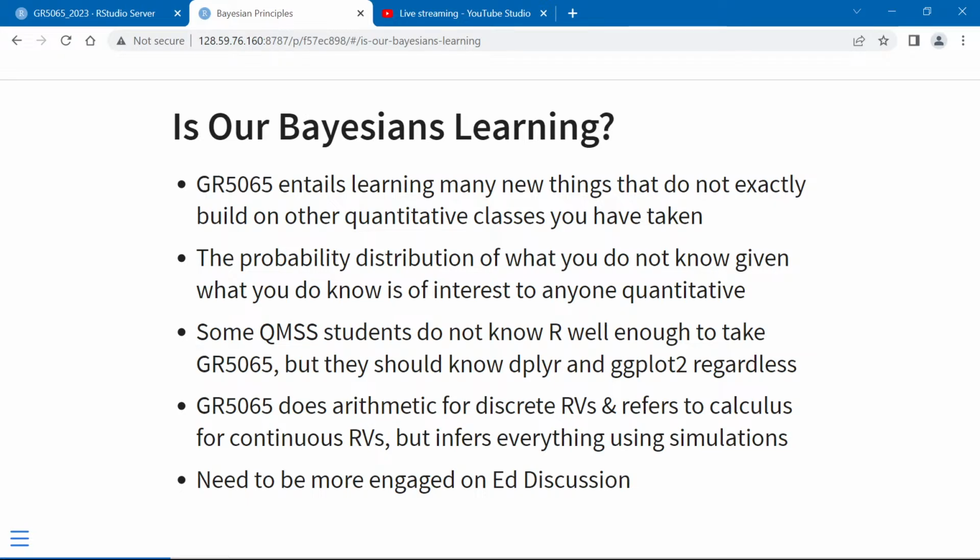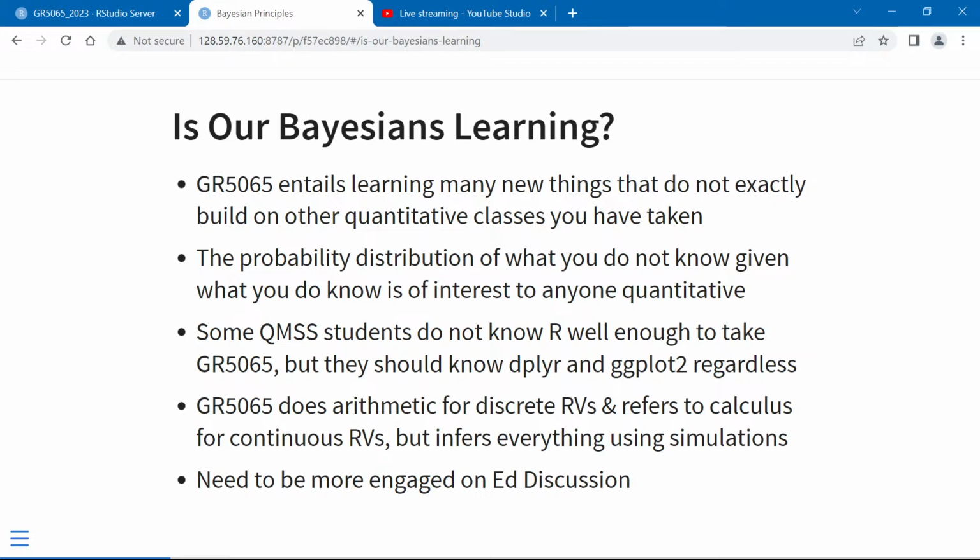So certainly this class entails learning a lot of new things, and those things don't always build on the other quantitative classes that you've taken, and really it's more likely that what we're doing in this class is contradicting what you've learned in a bunch of the other classes that you've taken, whether that's QMSS or outside at Columbia or before or whatever. So that makes this different and a challenge.